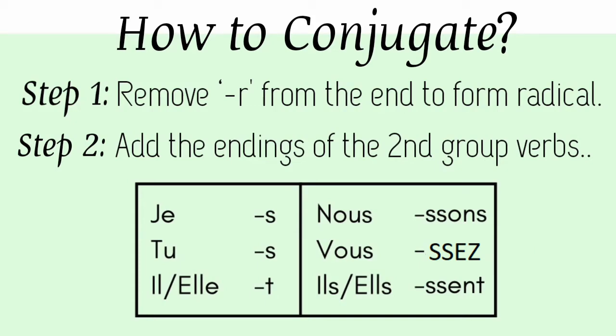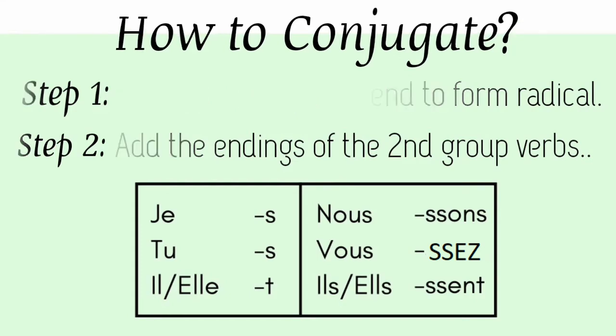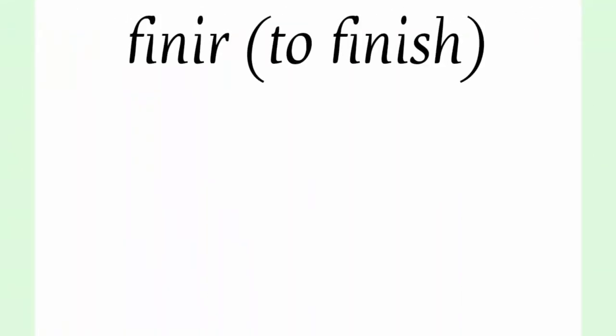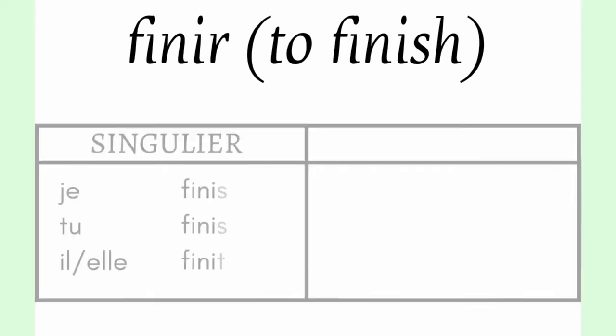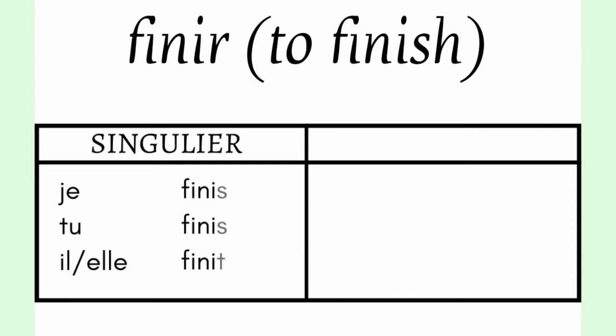So let us understand this with an example. Let's take a verb finir. Finir means to finish. According to step 1, we have to remove R from finir and the radical which remains is fini, F-I-N-I. And as per step 2, we have to now add the endings to this radical. So let's see how this verb will look like and how we are going to pronounce that.